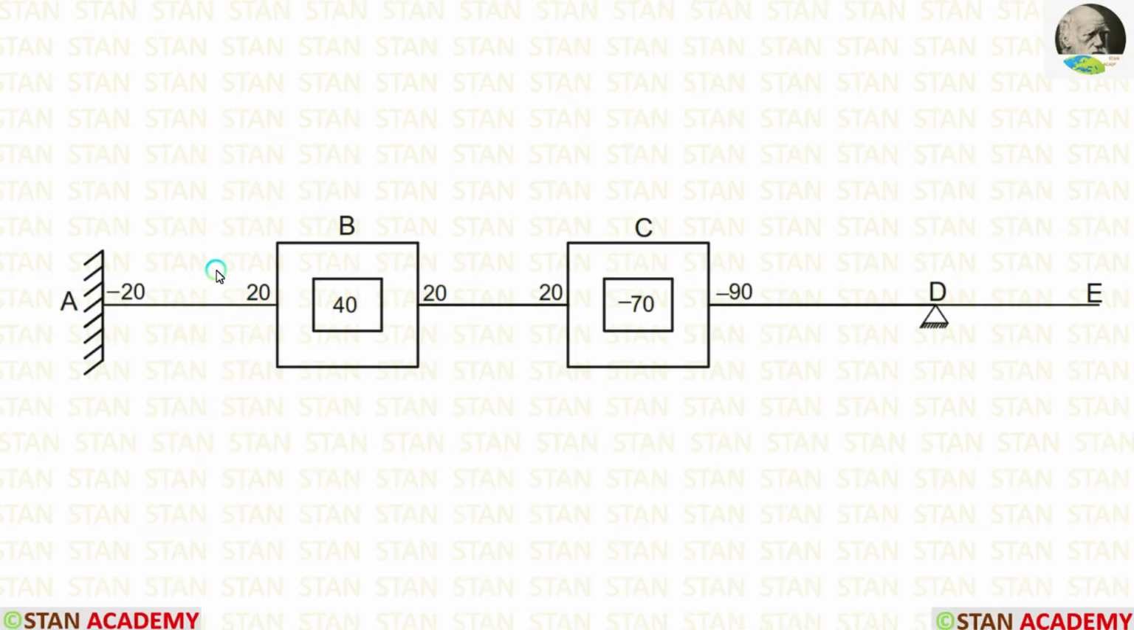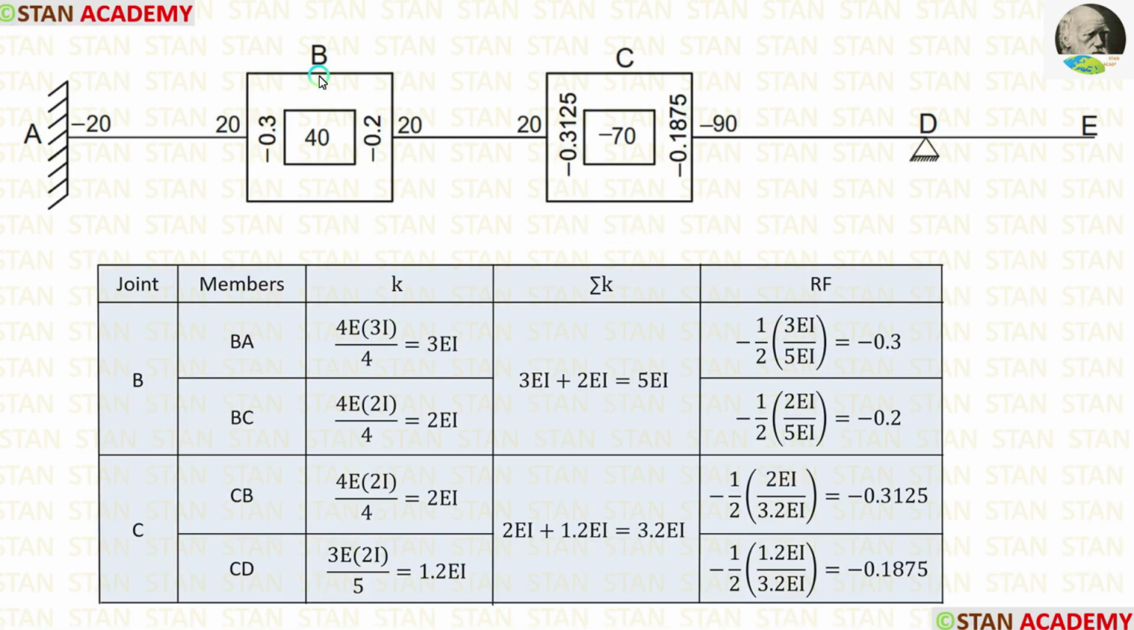Now let us add the fixed end moments in the joints. In the joint B, we are having two fixed end moments. We can add both of them. After adding, we are getting 40. In the joint C also, we are having two fixed end moments. We can add both of them. After adding, we are getting minus 70.